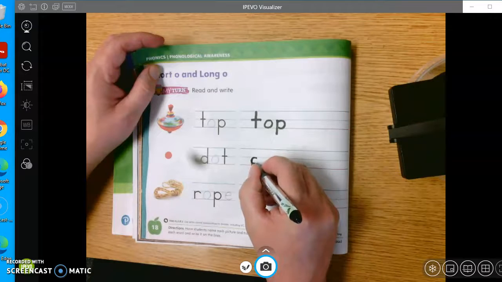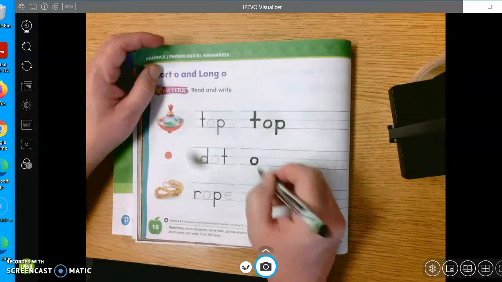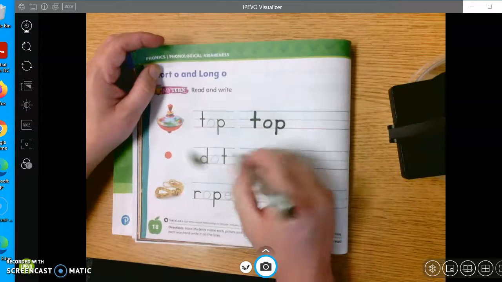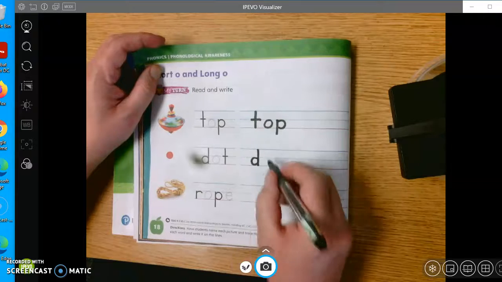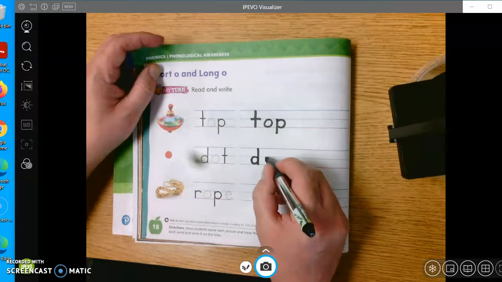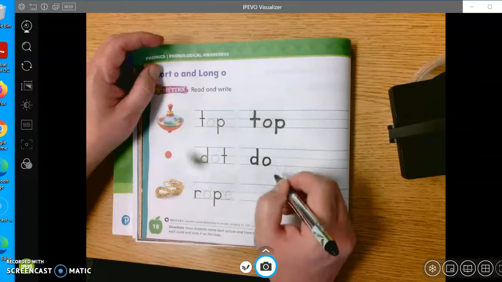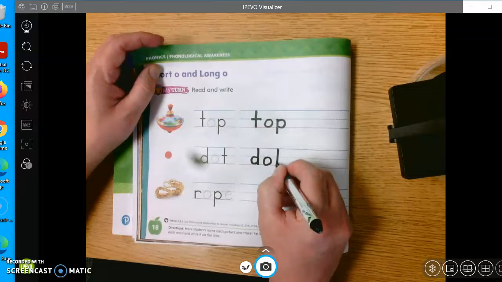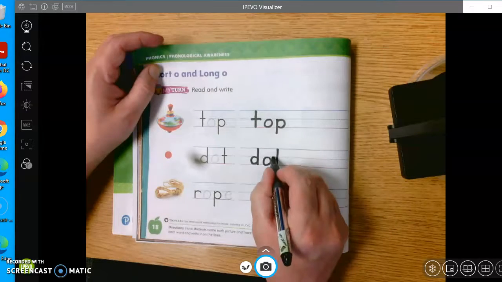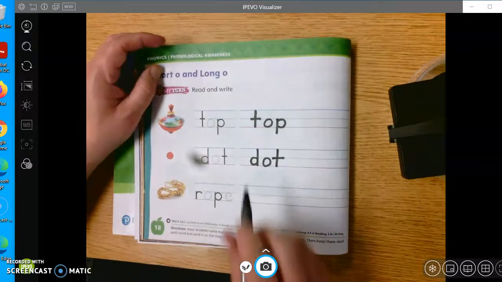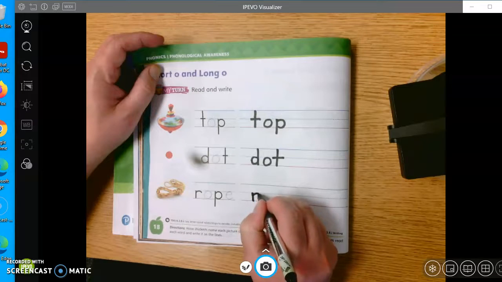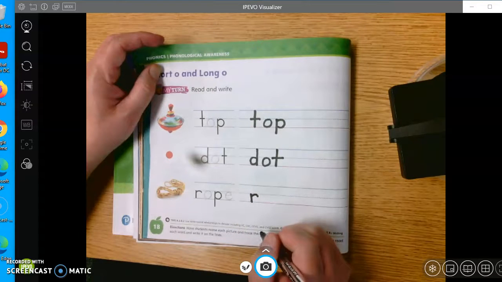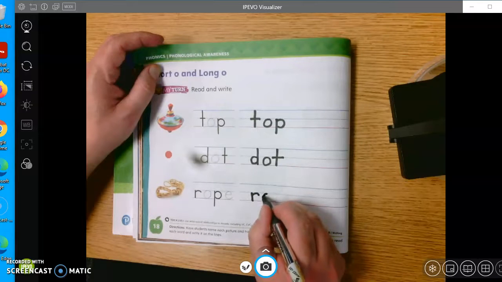Start right there. We can go ahead and just finish kind of a circle. It's a good way to do that, and then go to the top line, pull all the way down to the bottom line. And then for the O, midline, around, and then top line, down to the bottom line, and then across, the last part. And then rope. Start at the midline, down to the bottom line, finish that little piece there, and then for the O, once again, midline to the bottom line and back up.